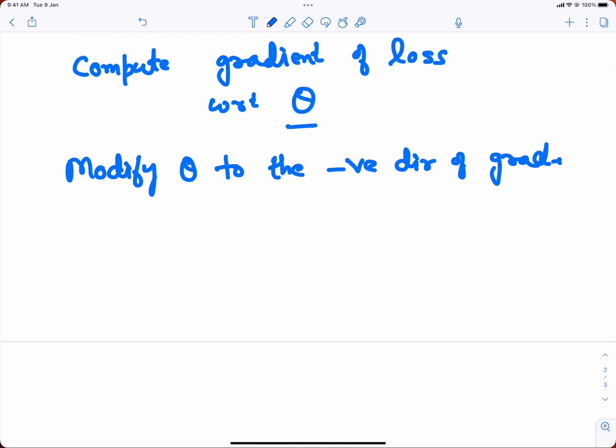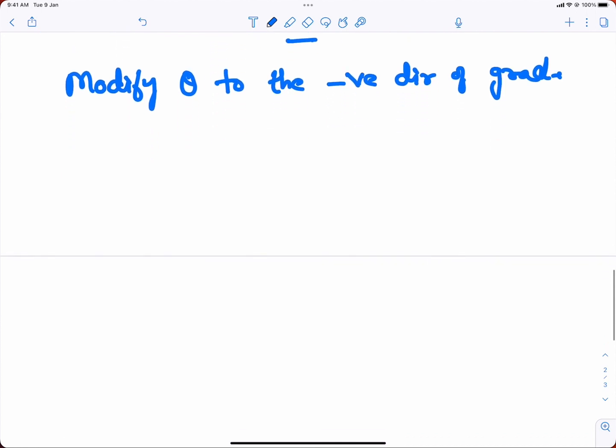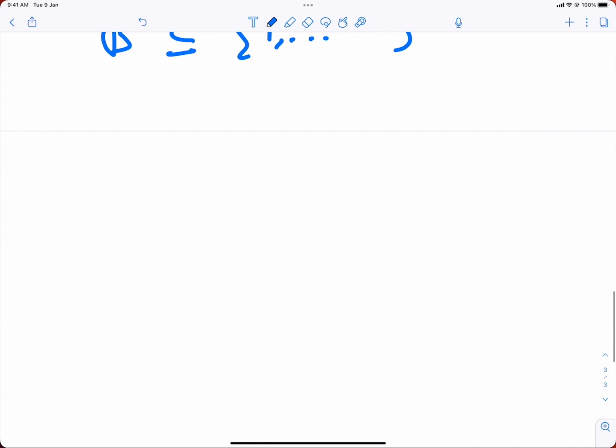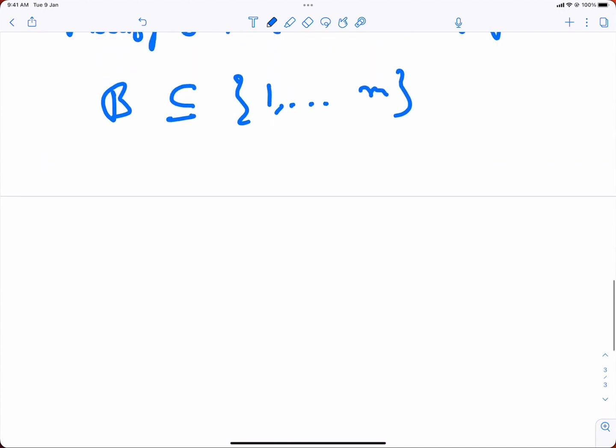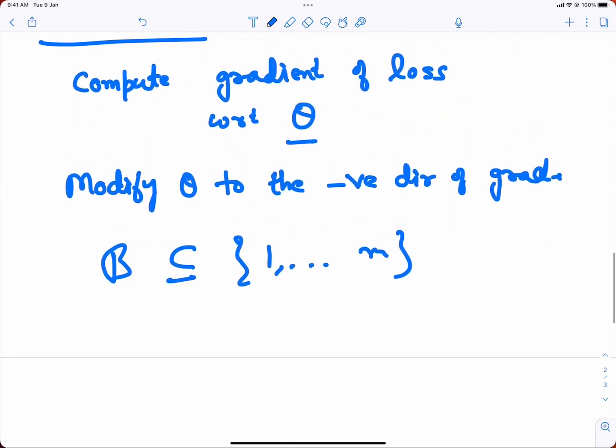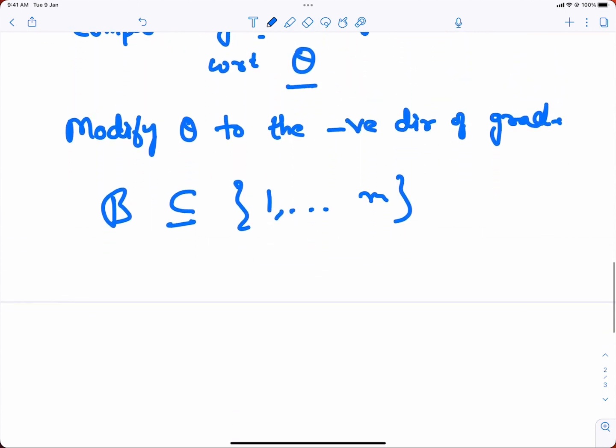Then we need to find the first batch. Let's say our batch is a subset of examples from 1 to m, with x1 y1 up to xm ym, so let's say this is our mini batch. Now let's compute the gradient of the loss for this particular batch only. The loss will again be L of h theta of x, and we want to compute the gradient of the loss with respect to theta.